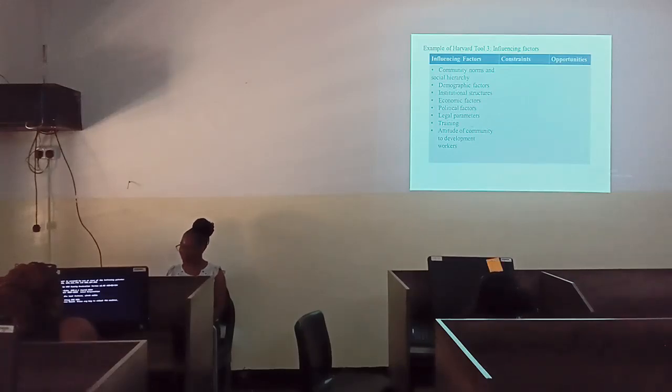Trainings, this one definitely. If you have access to a training, this will be an opportunity for you to do some things in your project. Are we together on the third point? Influencing factors. Can we move to component number 3?